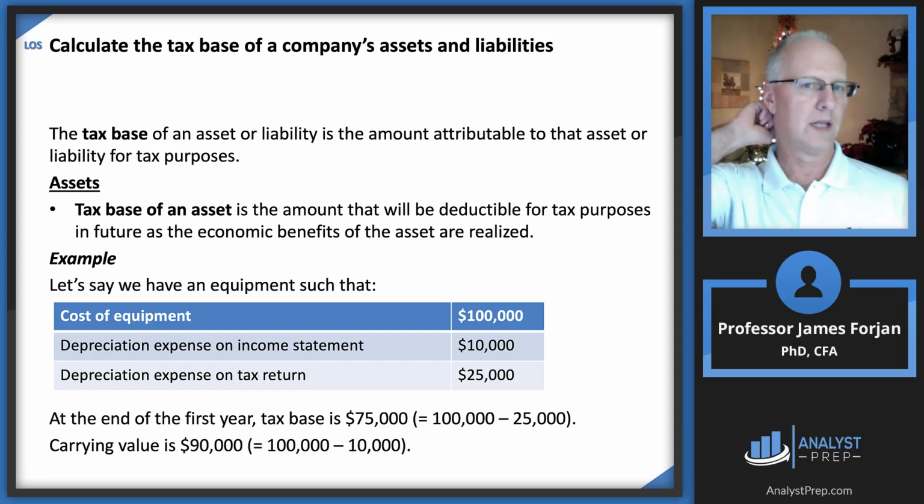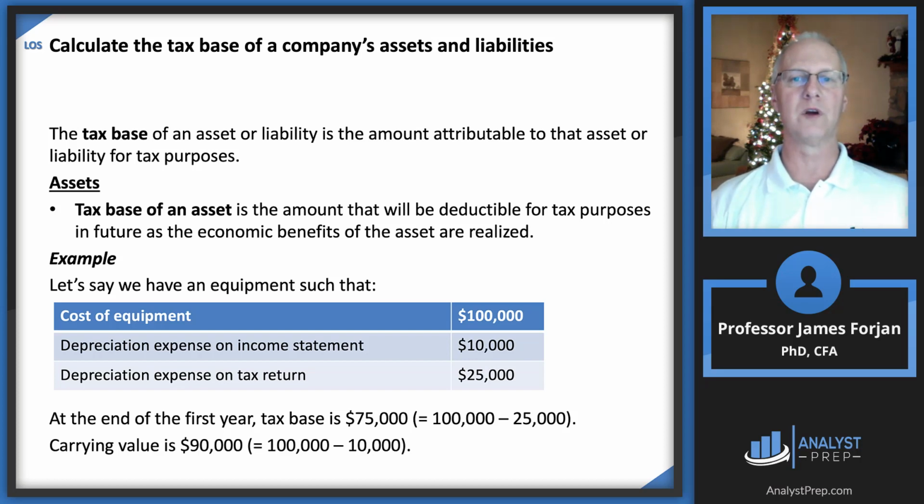All right, how about calculating the tax base of a company's assets and liabilities? Let's start with the assets. Remember, the tax base of an asset is the amount that will be deductible for tax purposes. And this is true because as time goes by, those future economic benefits are going to be realized. So let's suppose we've got equipment that costs $100,000, depreciation expense on the income statement, depreciation expense on the tax return. So we've got $10,000 on the income statement. We've got $25,000 that we're showing the taxing authority. And so at the end of the first year, we take the original cost of the equipment, subtract out that $25,000 that we reported to the government. So the tax base is $75,000, but the carrying value is $90,000.